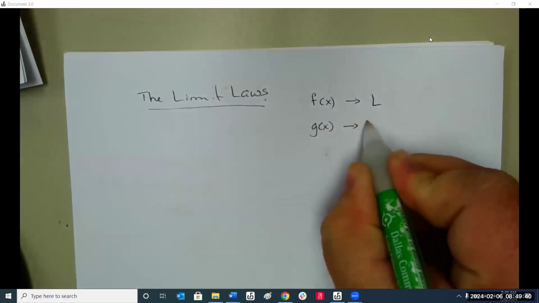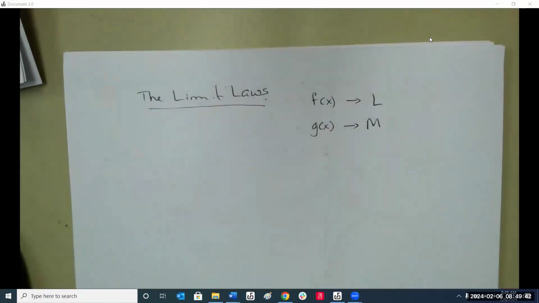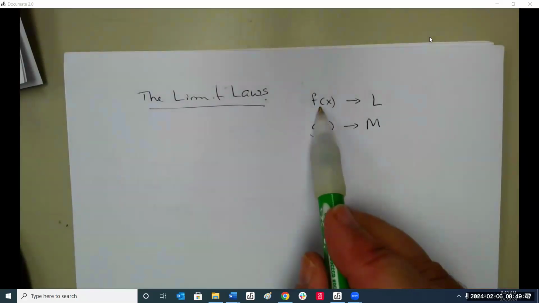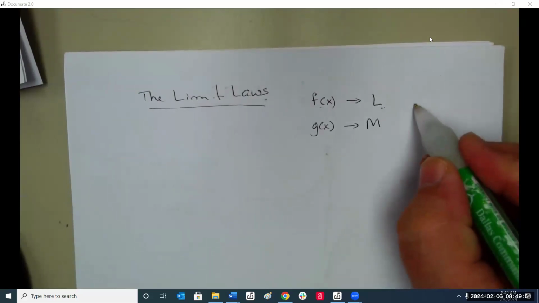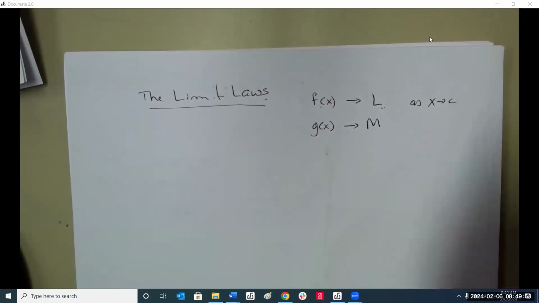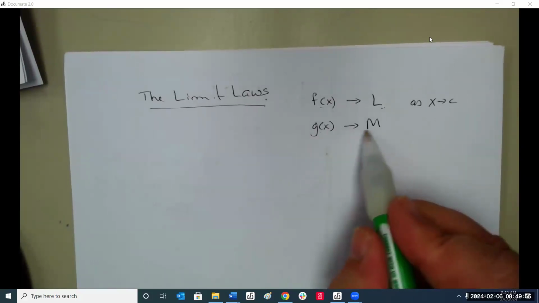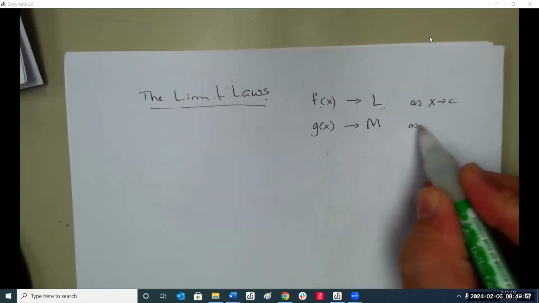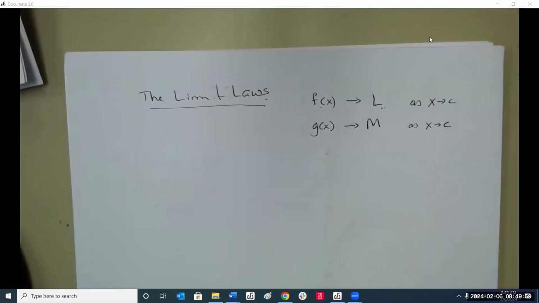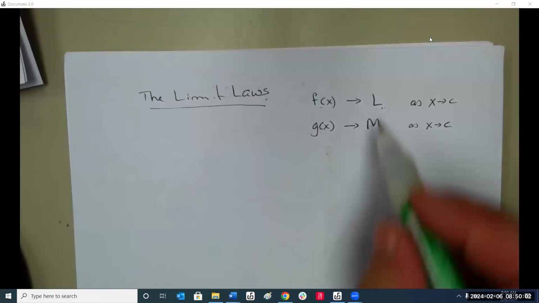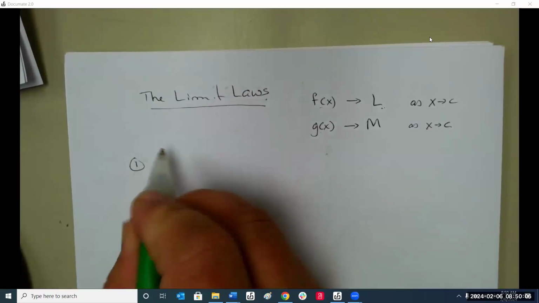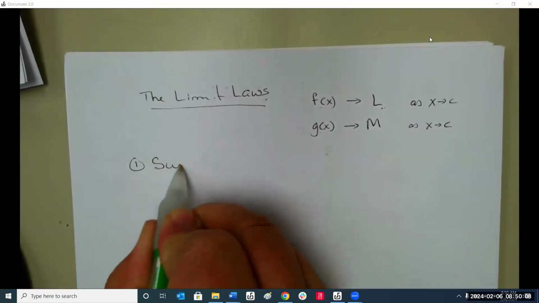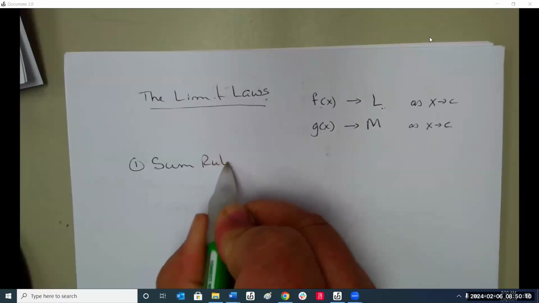Let us first define that these limits exist. The function f of x approaches L as x approaches C, and the function g of x approaches M as x approaches some value C. So these are the limits. The first rule is called the sum rule.